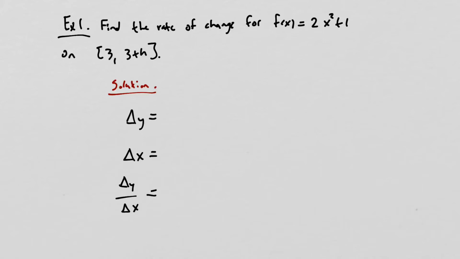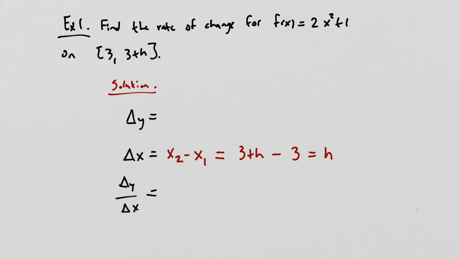In this case, let's start with our delta x here. So delta x is going to be x2 minus x1. In this case, it's given by the right-hand side of our interval, which is 3 plus h, minus the left-hand input of our interval, which is given by 3. And so delta x is given by h.